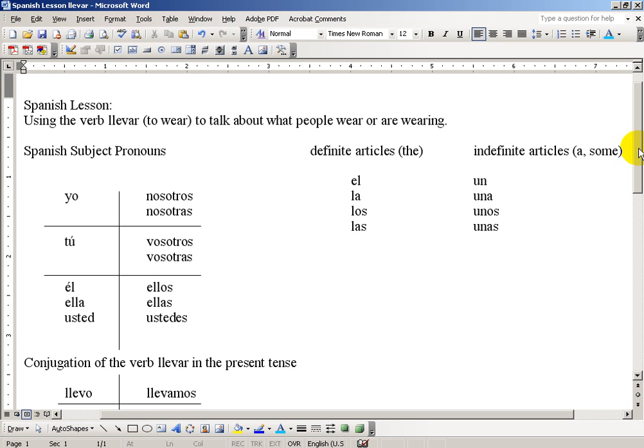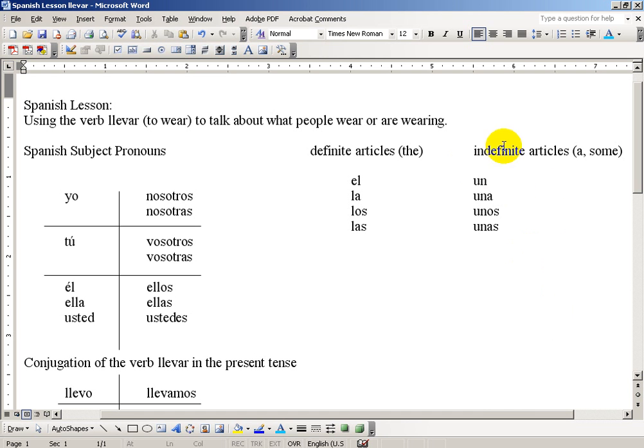To the right, over here where it says definite articles, we have the words the in Spanish. And I say words because there are 4 ways to say the in Spanish. And while you do want to know these, we're not going to be using them in this video. But the definite articles in Spanish are el, la, los, and las. And they all mean the. El being masculine singular, la being feminine singular, los being plural masculine, and las being plural feminine.